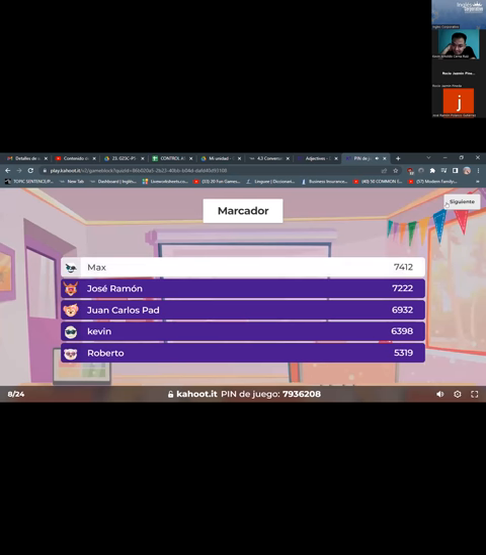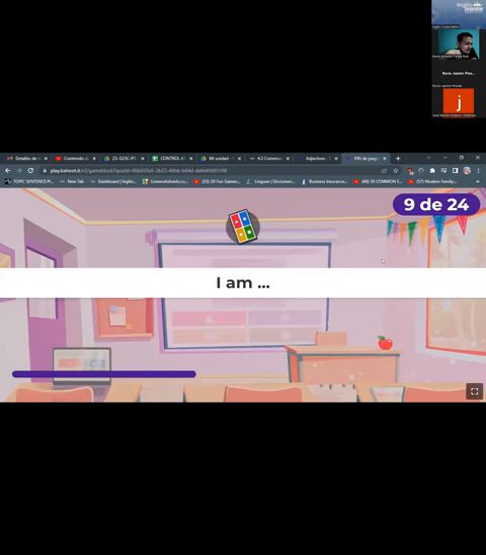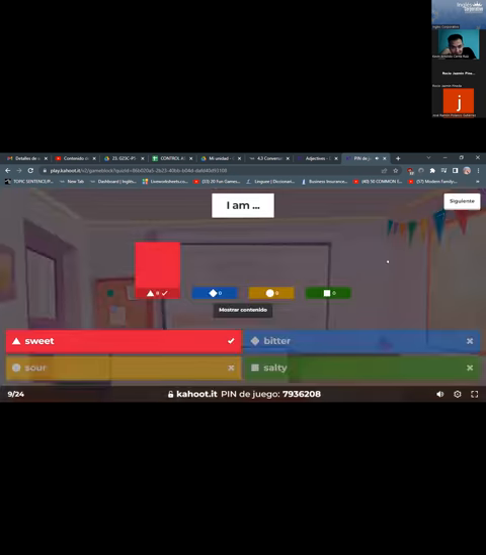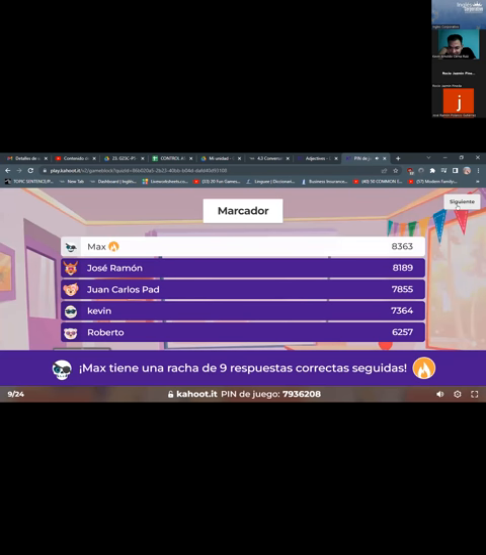The temperature is hot. So in the first position, we have Max, Jose Ramon in second, third, Juan Carlos, fourth, Kevin, and fifth, Roberto. This is super easy. Sweet, bitter, sour, salty. Oh my God, that was fast. Qué rápidos. You know about candies, don't you? Candies are sweet. Yeah, they are.